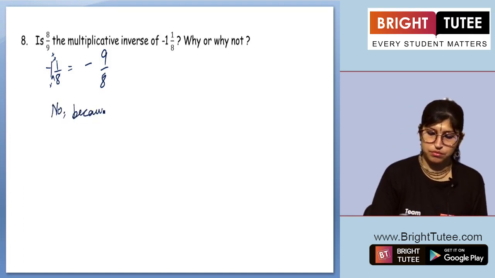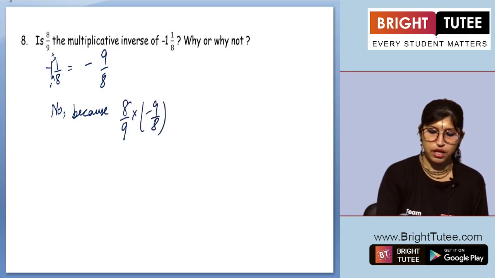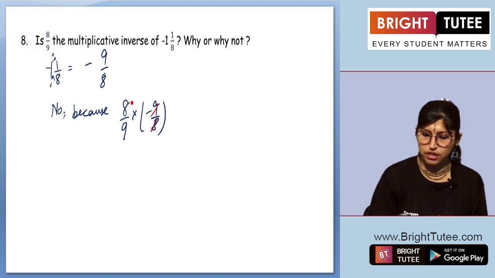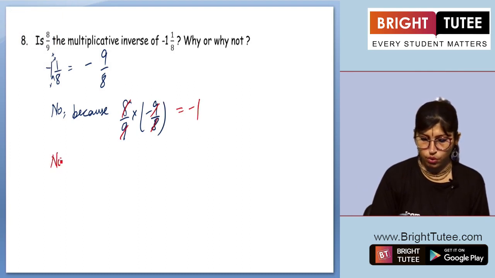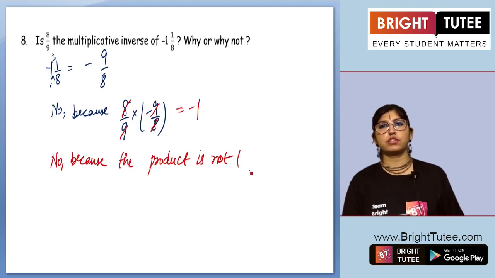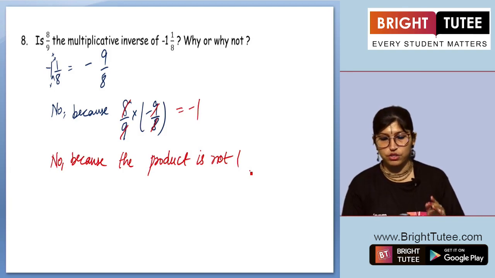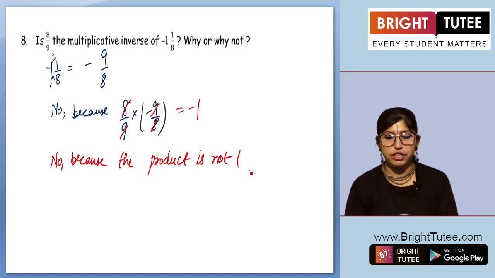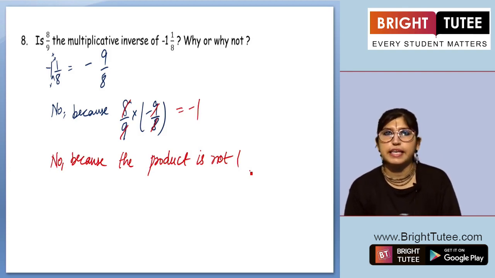Why? Because if we multiply these two numbers, and after cancelling them out as well, we are getting minus 1, not 1. So we'll be writing no because the product is not 1. We can say that it is a multiplicative inverse only if we multiply these two and get the final answer as 1. So this is how we do it if we are asked a question like, is this the multiplicative inverse or is this the additive inverse of another number which is given.